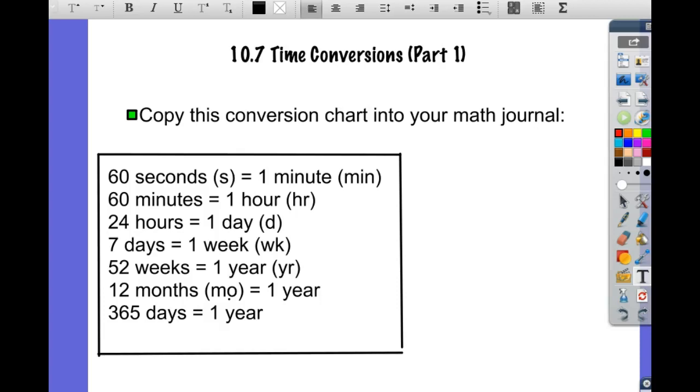Hey everyone, today we are going to be talking about converting units of time. So before we get started, what I want you to do is pause the video and copy down the conversion chart right here.